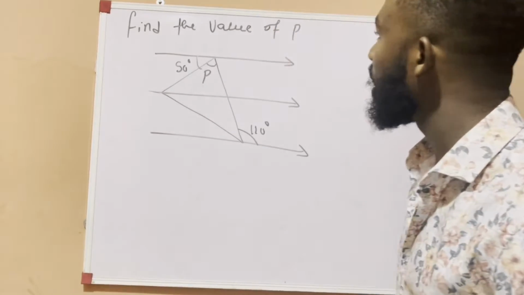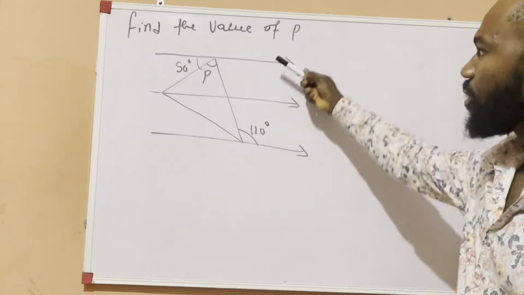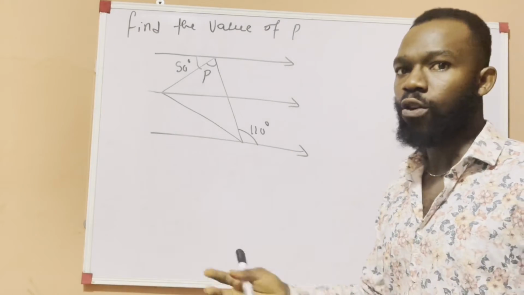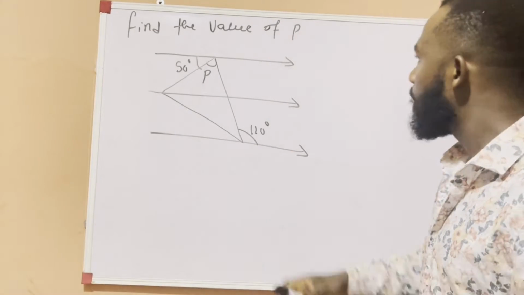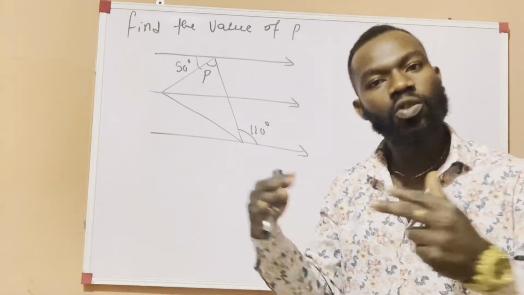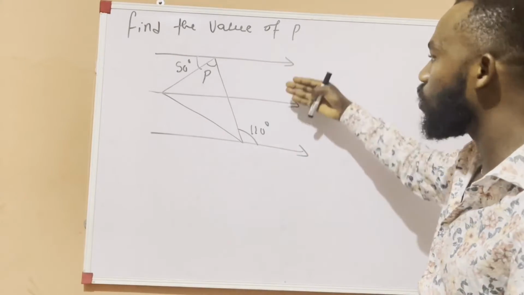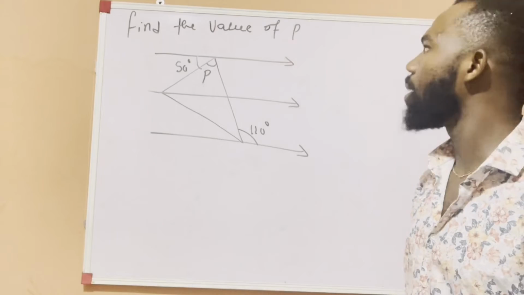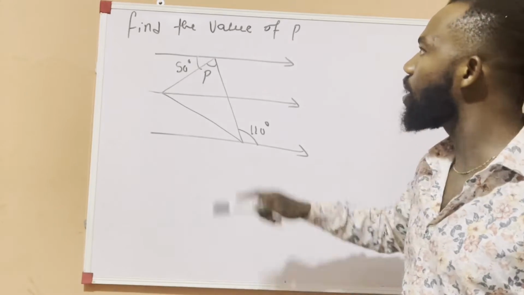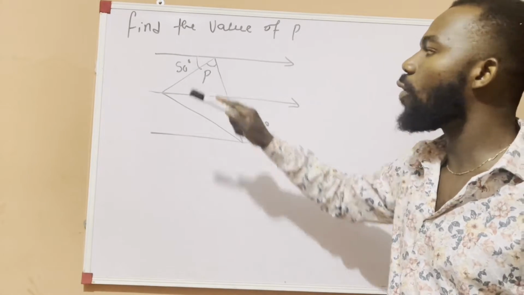Now, the question on the board has to do with a diagram with three parallel lines. Of course, you understand what parallel lines means. Parallel lines are lines that don't meet each other. They are straight lines that don't meet each other. Now, we were given a question and we were told to find the value of P.